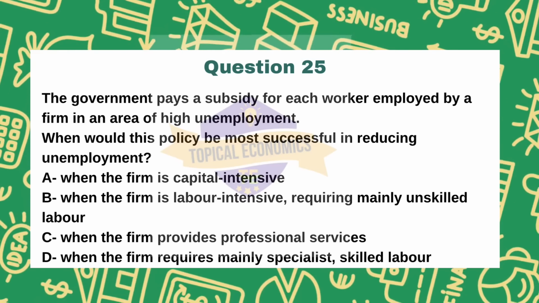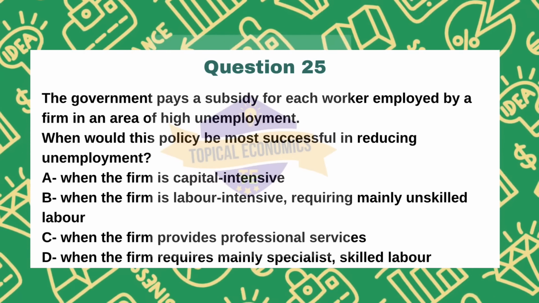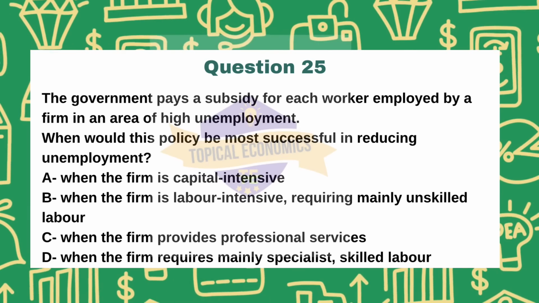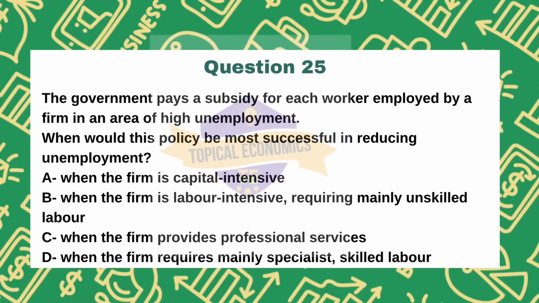Lastly, option D, when the firm requires mainly specialist, skilled labor, similar to professional services. This would limit employment opportunities for unskilled or less skilled workers, making it less effective in reducing unemployment.